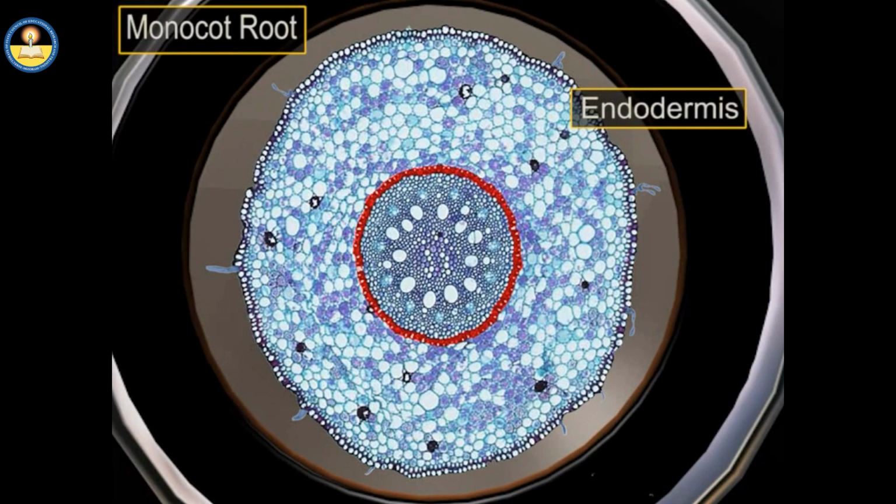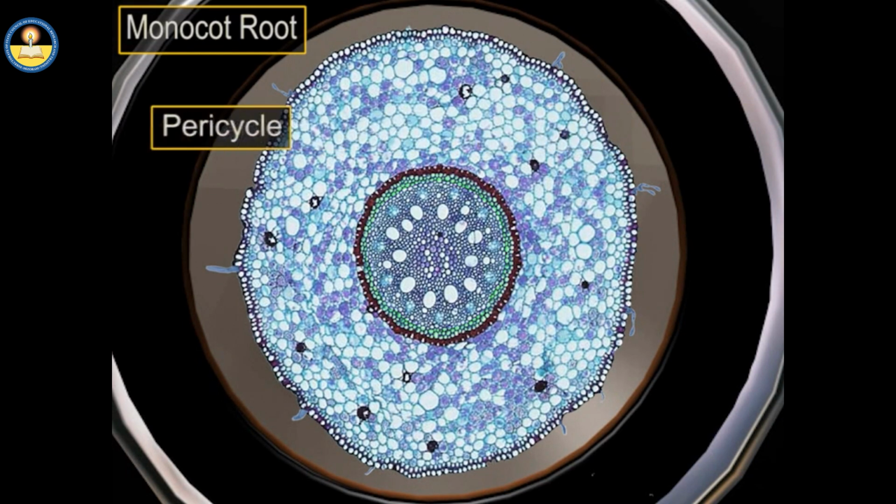Endodermis. It is one cell thick layer forming a boundary between the cortex and the stele. Pericycle is found just inside of the endodermis. It is multi-layered in monocot and responsible for the formation of lateral roots.